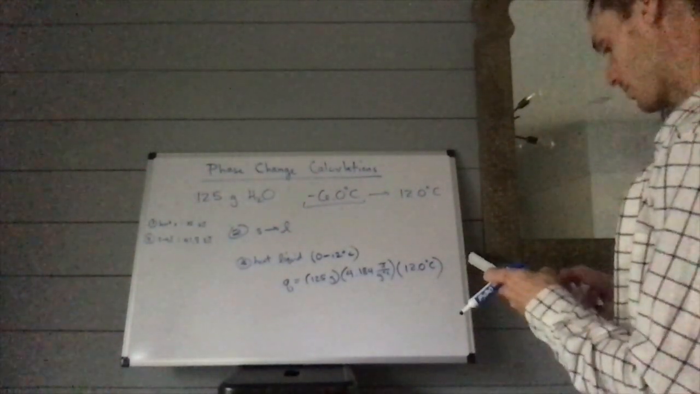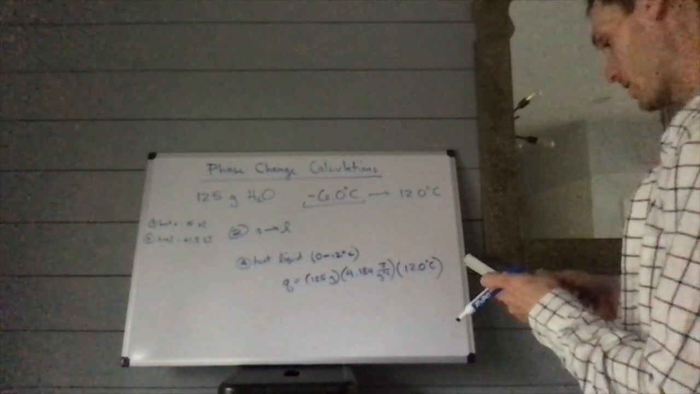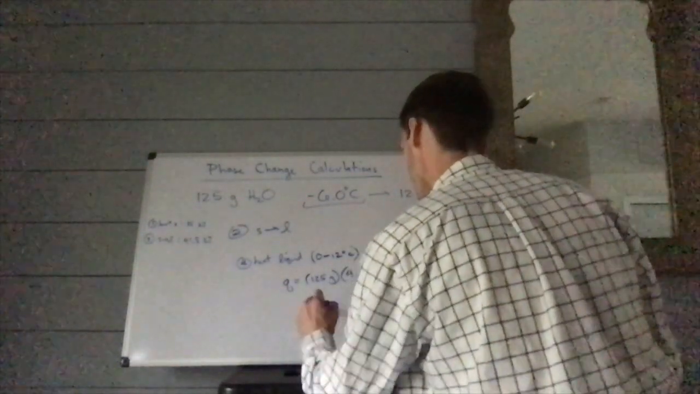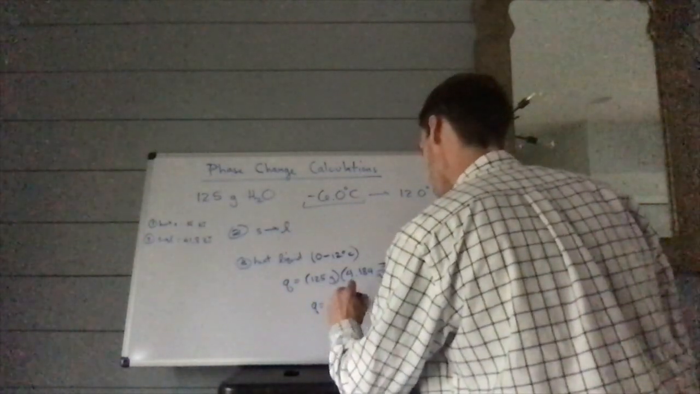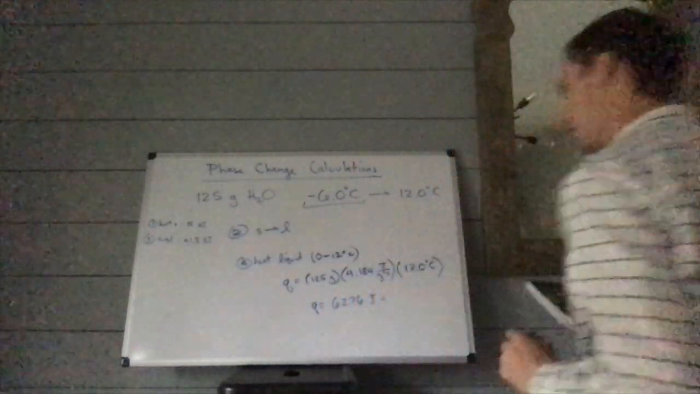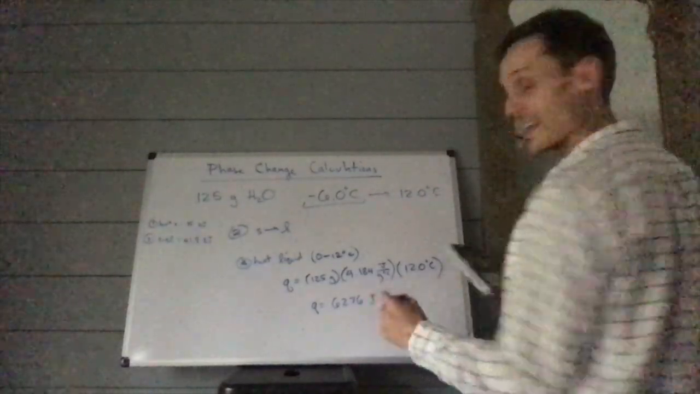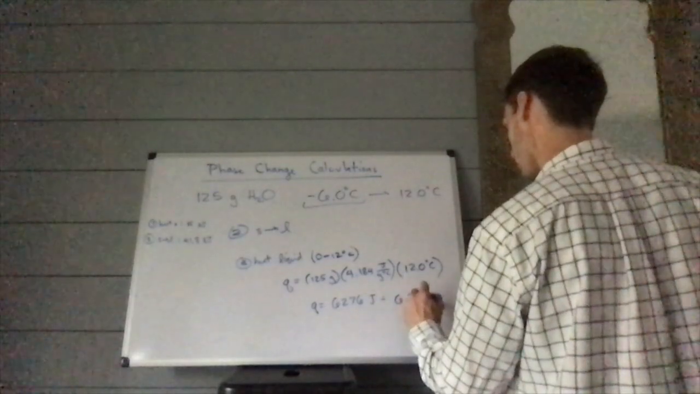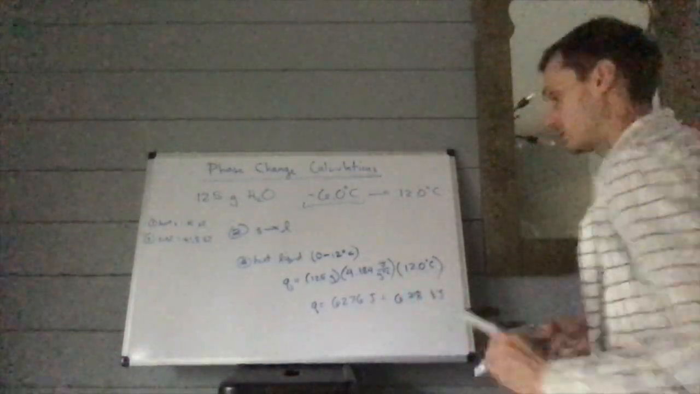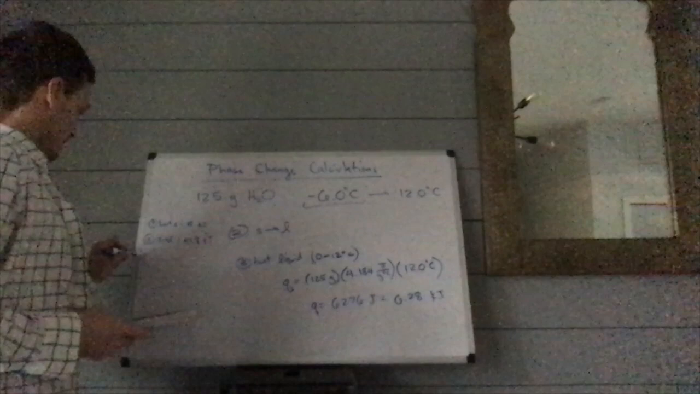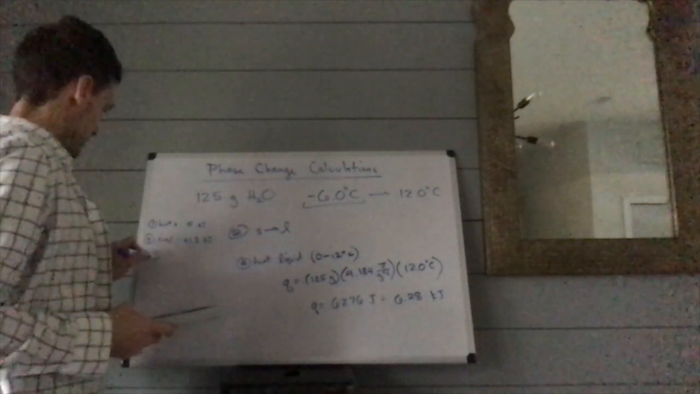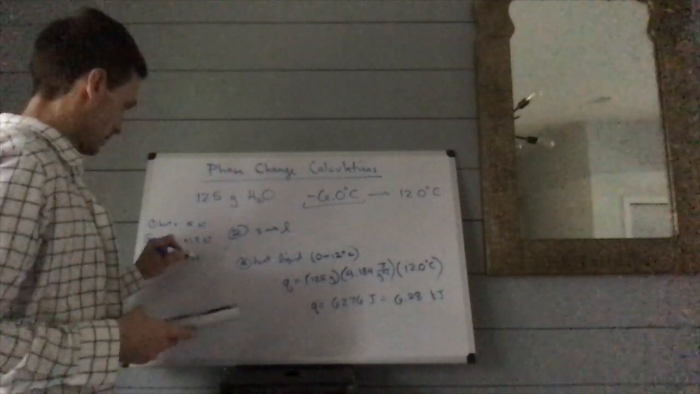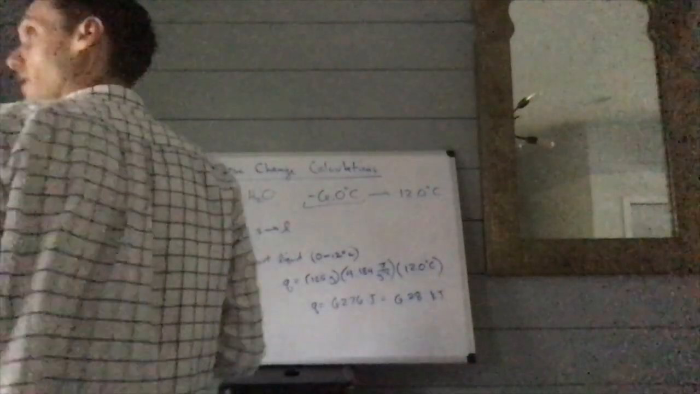And so we'll have 125 grams times 4.184 times 12 degrees. And we get a Q value of 6276 joules. Let's make that 3 sig figs and turn it to kilojoules. So that's going to be 6.28 kilojoules. Okay, so over here, to heat our liquid, it took 6.28 kilojoules.